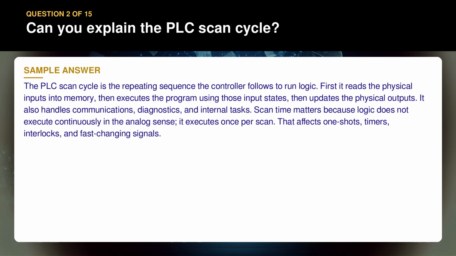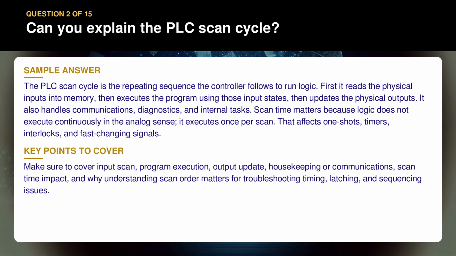Scan time matters because logic does not execute continuously in the analog sense. It executes once per scan. That affects one-shots, timers, interlocks, and fast-changing signals. Make sure to cover input scan, program execution, output update, housekeeping or communications, scan time impact, and why understanding scan order matters for troubleshooting timing, latching, and sequencing issues.